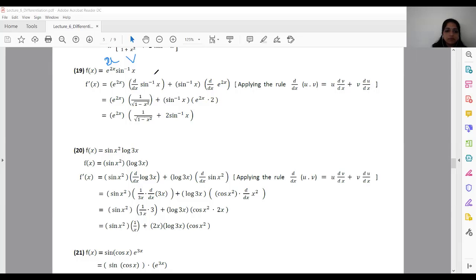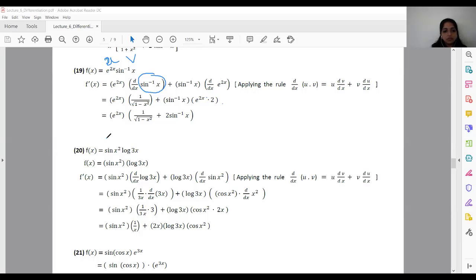So the derivative of sin inverse x is what? 1 upon under root 1 minus x square. The derivative of e raised to 2x is e raised to 2x, by applying chain rule, into 2. By taking e raised to 2x common from both the terms, we have 1 upon under root 1 minus x square plus 2 sin inverse x.